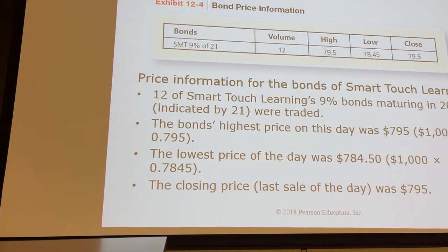So the face value of the bond is $1,000. So it's trading at 79.5% of $1,000. Therefore, if you wanted to buy the bond, you would pay $795 for it. That's how the price quotes work for bonds. So think of that 79.5 as being a percentage of the face value of the bond.